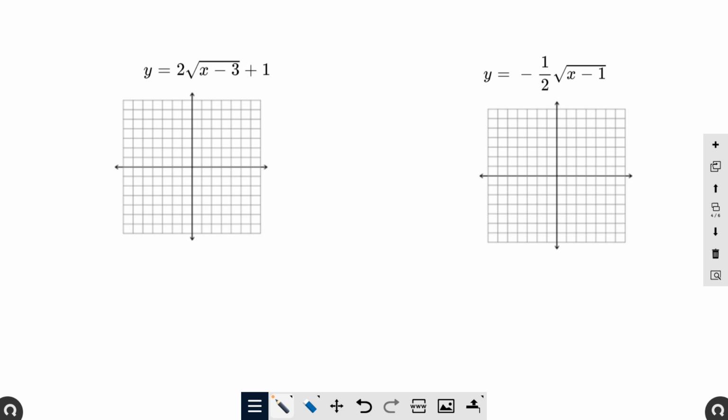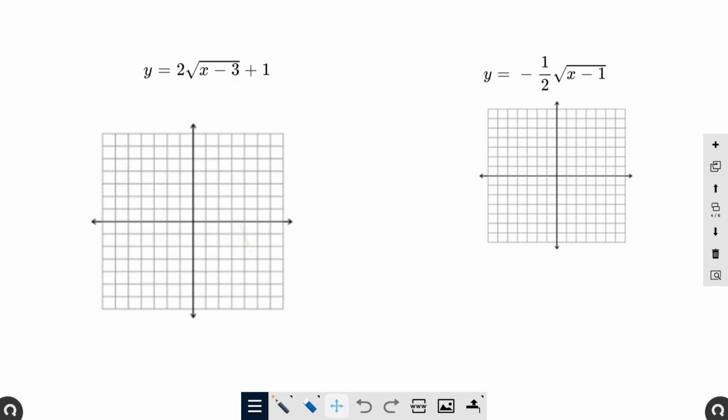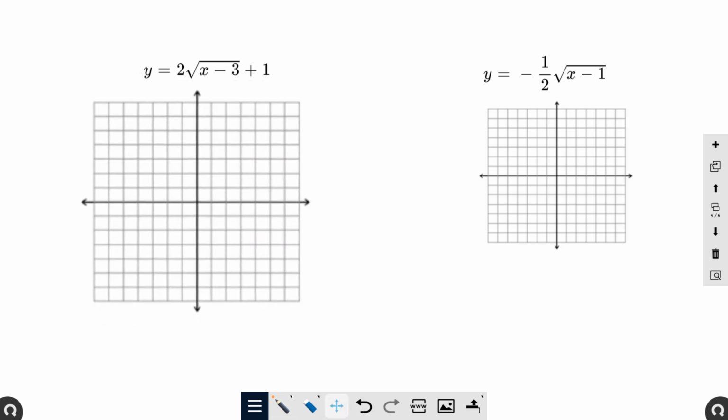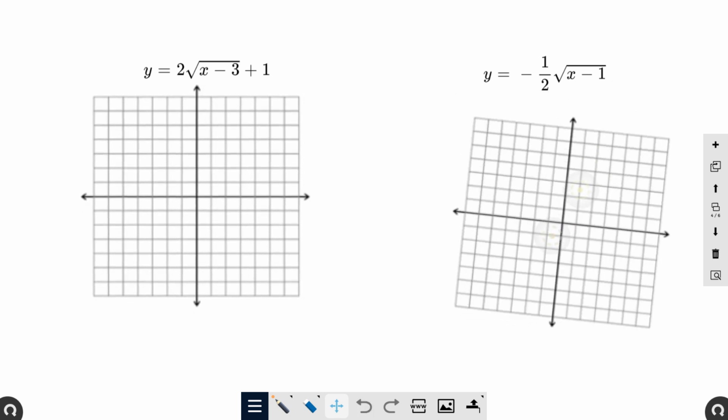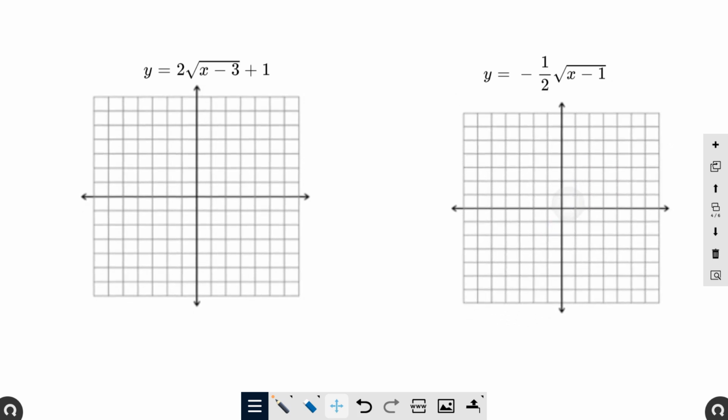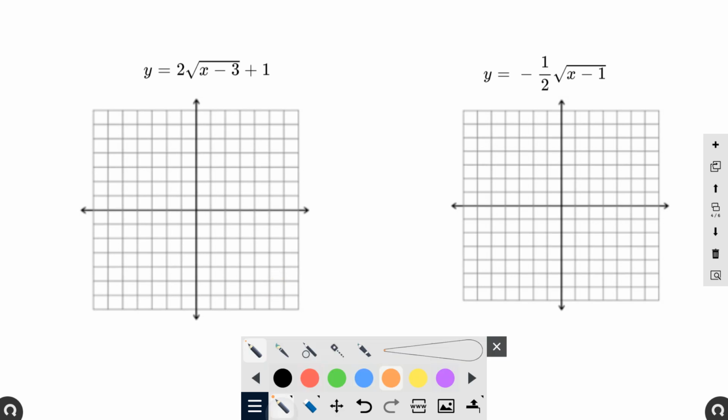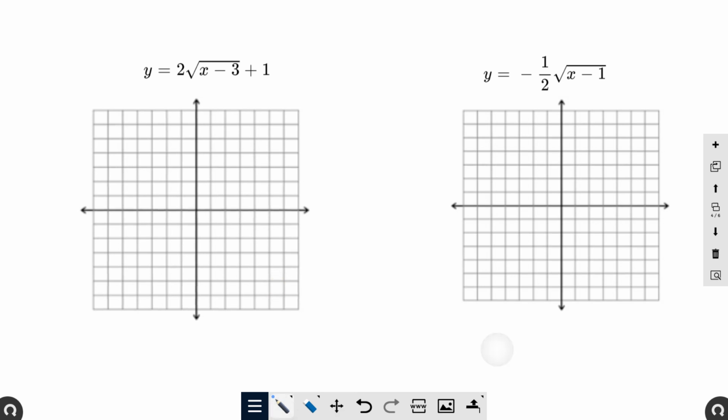So what if we have a problem like this one? These are our last 2 that we're going to graph. All right, first let's describe the transformation because that's going to help us make the graph that we have.